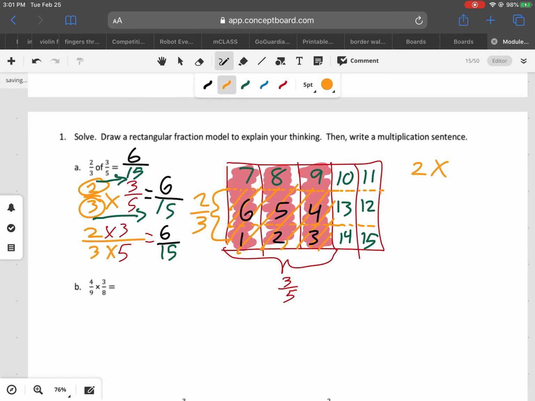Now another thing that's happening here is because we have that 2/3 times 3/5, we can also do the cross canceling. So I can say, 3 goes into 3 one time, so these cancel out each other. And that gives me 2/5.